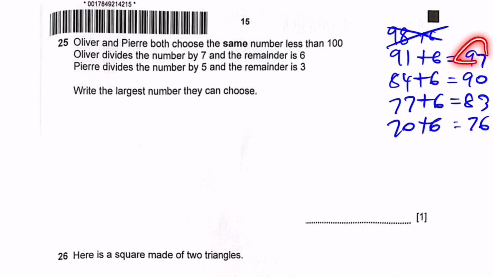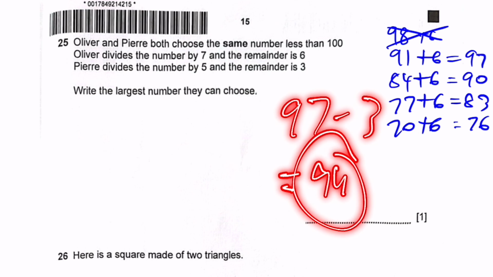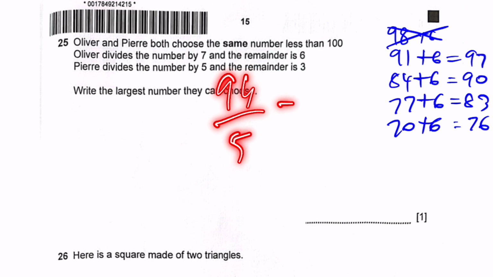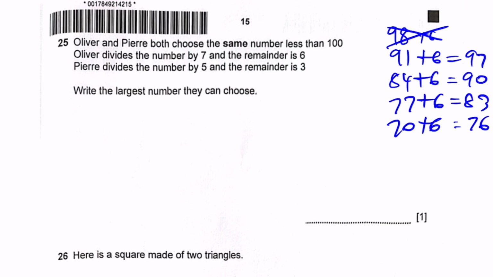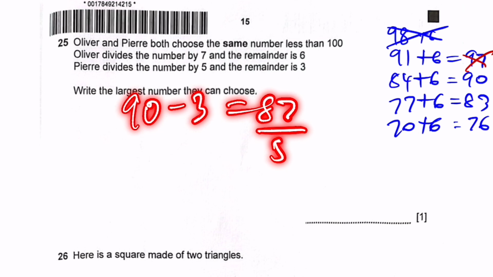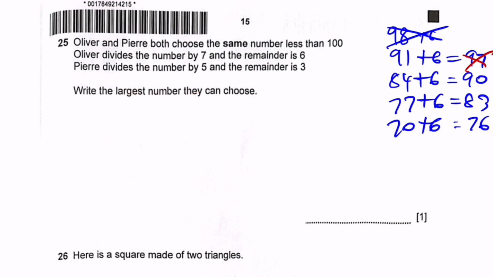So first let's try 97. For 97, the remainder should be 3, so it should be a multiple of 5 plus 3. So 97 minus 3 is equal to 94, using reverse operations. 94 by 5 is equal to 18.8, which is not a whole number. So this cannot be the number. Let's just cross that out. Next is 90. We have 90 minus 3, we get 87. Divide by 5, we get 17.4, which is again not a whole number. So we can cross 90 out as well.